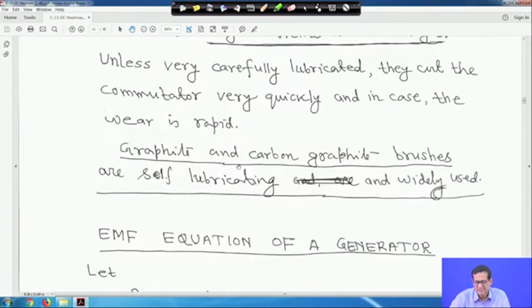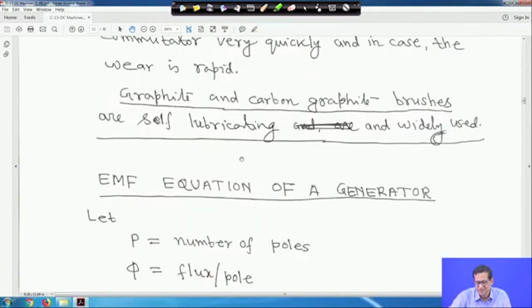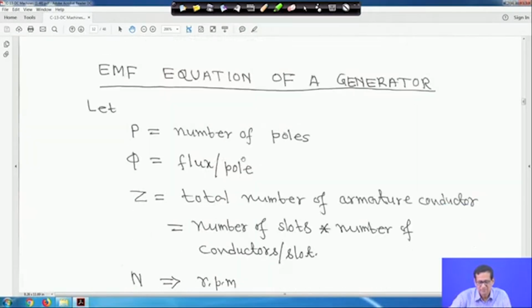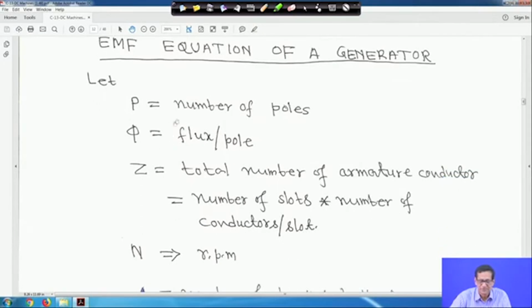So, next, these are all some brief discussion of the DC machine. Next is the EMF equation of a generator. From that we will move to motor. So, let P be the number of poles, phi the flux per pole, and Z the total number of armature conductors.